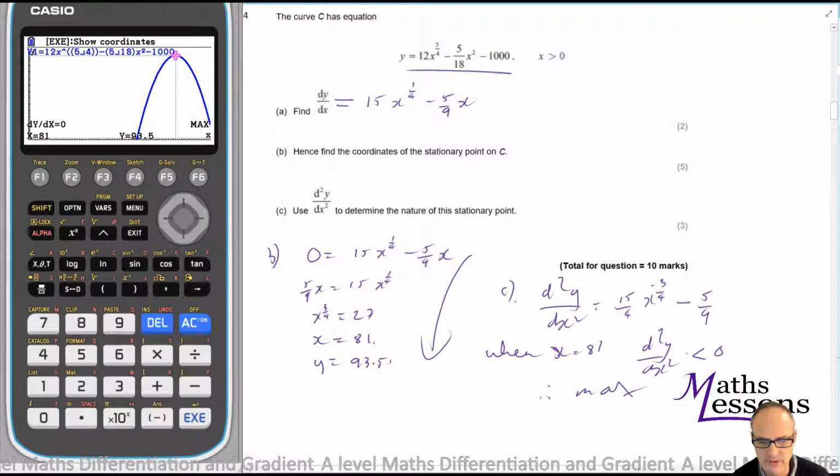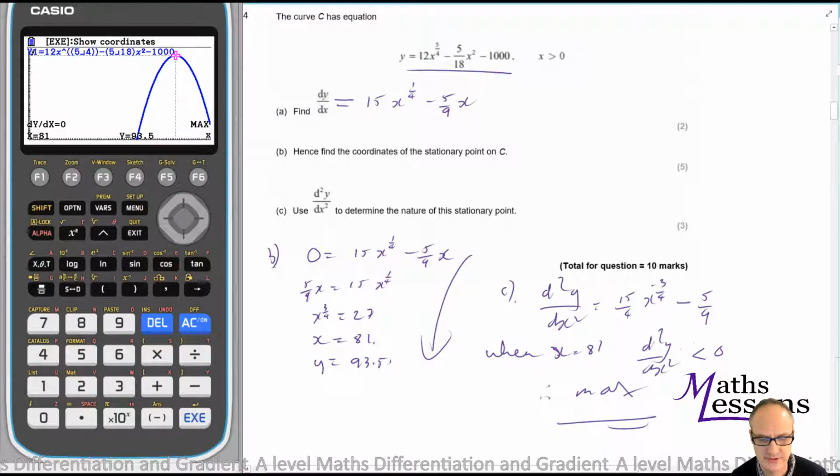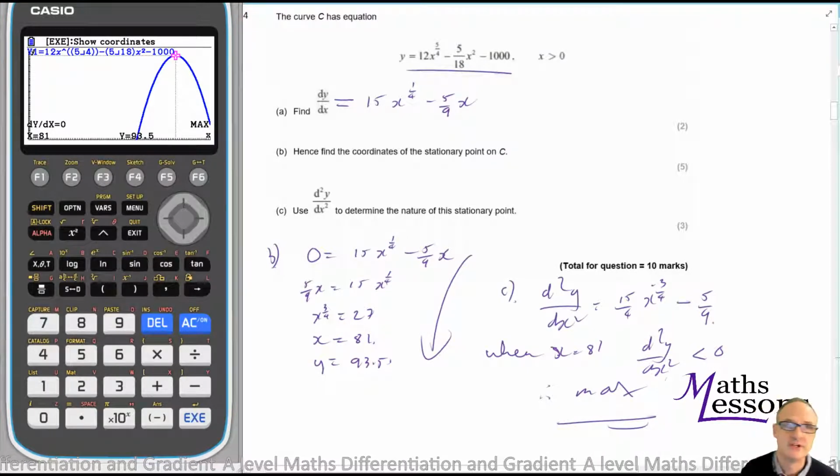And if you're running short of time, if you've done this on the calculator, you can save yourself a bit of time just writing that out, and that's enough working to show that you know what you're doing on this question. All right, so you can save yourself a bit of time. You don't have to find the value of d2y by dx squared. You just need to know the nature of it to make sure you get this question right.